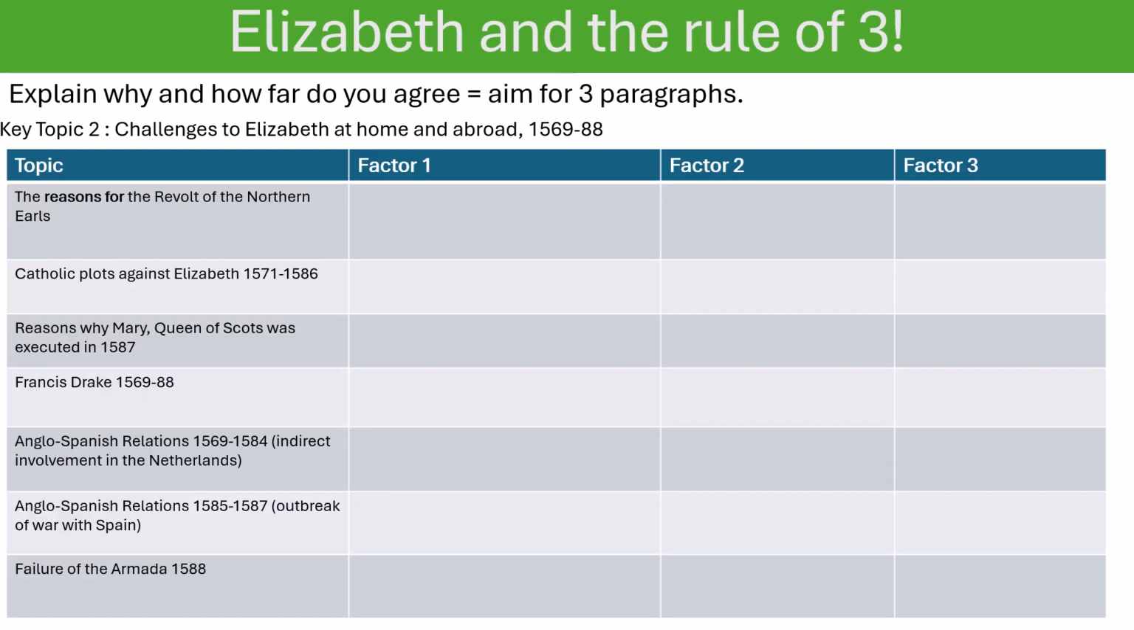So key topic 2 is all about the challenges that Elizabeth faced at home. So that means from within England. So we're thinking about the Catholic plots there, but also from abroad as well. So thinking about how relations changed between England and Spain, and we call that Anglo-Spanish relations. So again, you're going to give yourself 5 minutes, pause the video and see if you can write down 3 factors for each of the topics that you have in front of you.